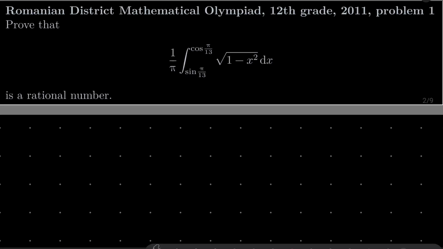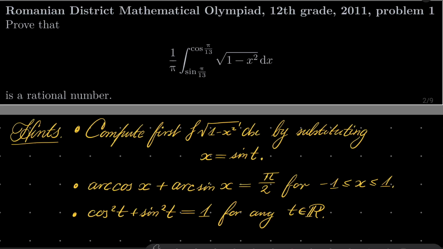Hello friends, in this video I'd like to solve the following problem from the Romanian District Mathematical Olympiad for 12th graders 2011, problem number 1. We wish to prove that the following number, 1 over pi times the integral from sine of pi over 13 to cosine of pi over 13 of square root of 1 minus x squared dx, is rational. So actually we will compute this integral, and here are my hints.